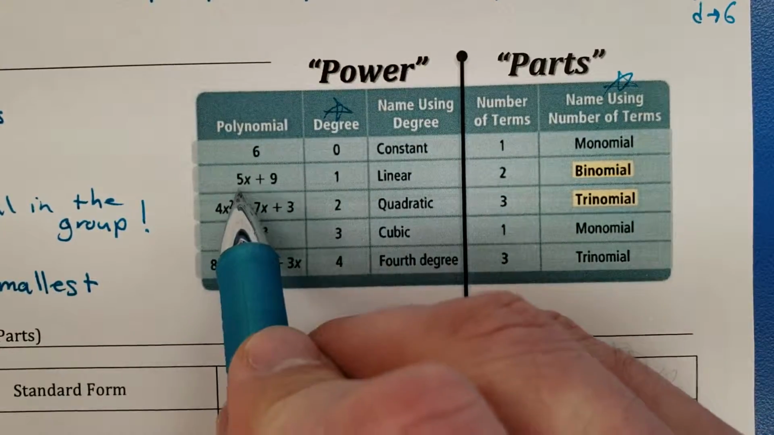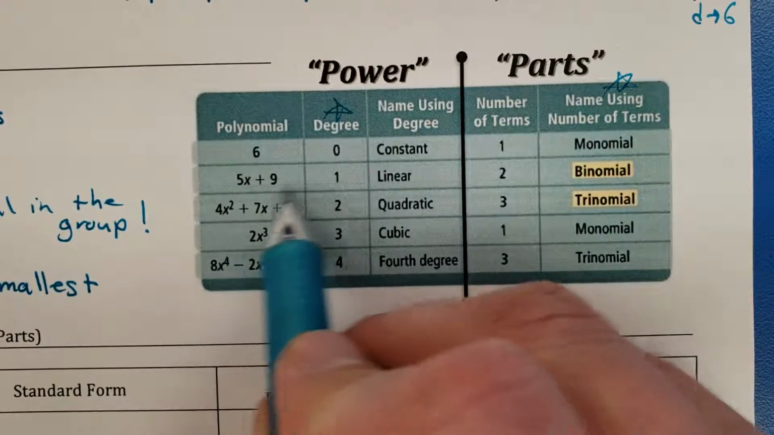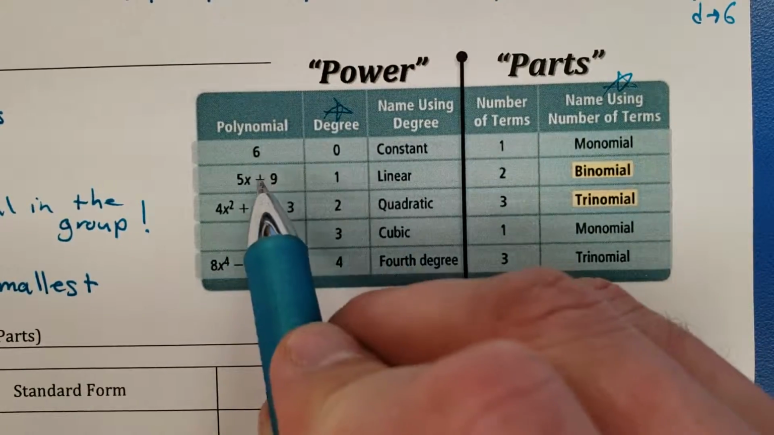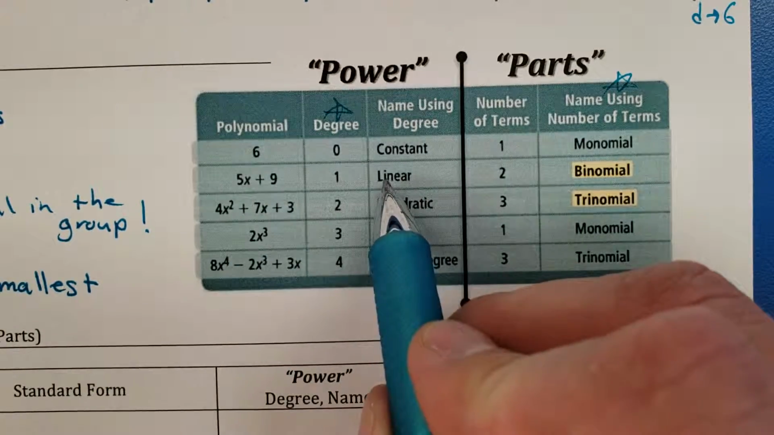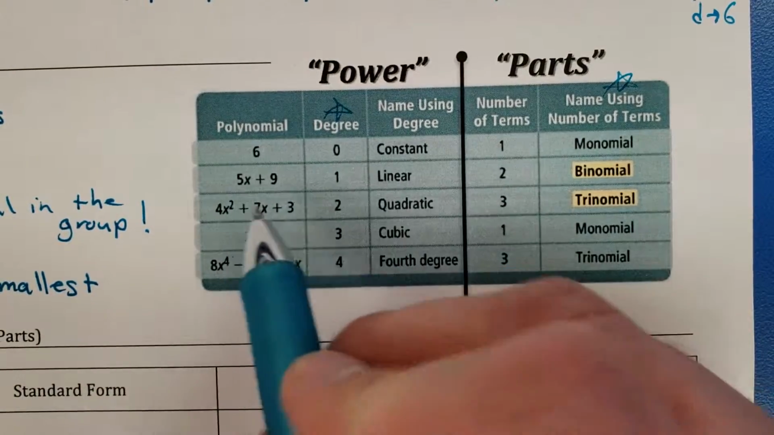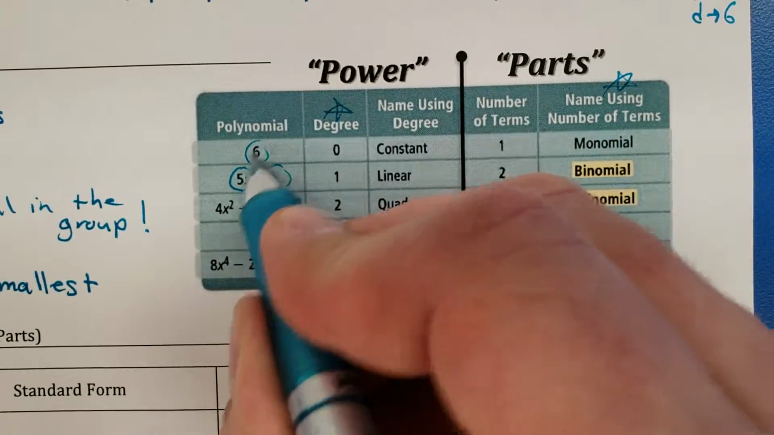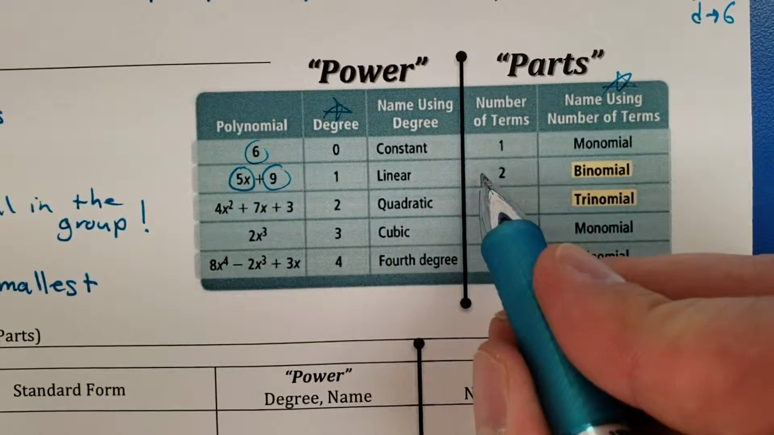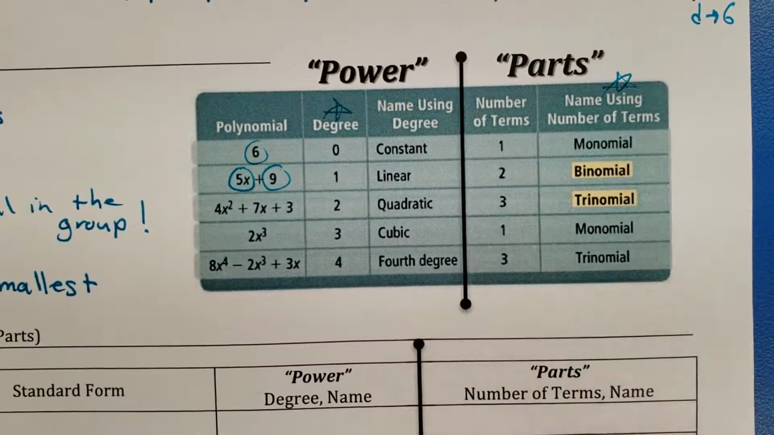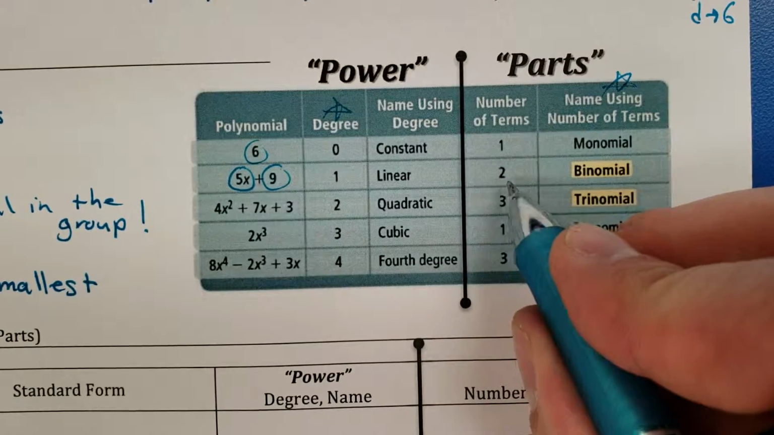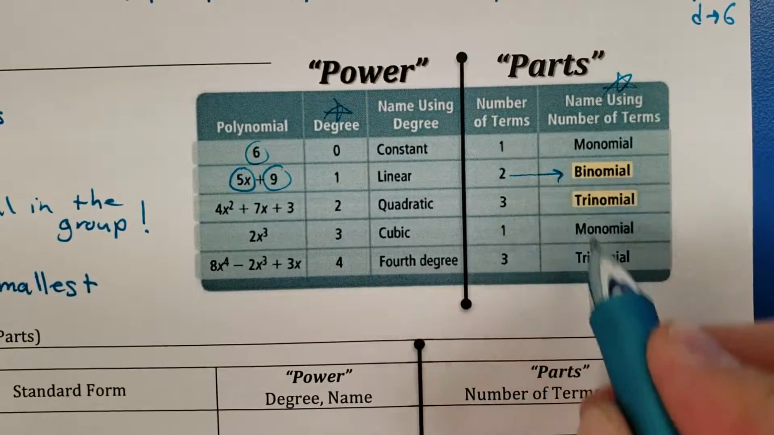Okay, 5x plus 9, that has a degree of 1 because there's a single x right here. That's called linear, because if you were to graph that, it would make a straight line. That's why it's called linear. It's got two parts. What do you mean two parts? It's got the 5x and it's got the 9. I'll start circling those things. So two parts. If you have two parts, you're a binomial, like a bicycle. So binomials when you have two parts. Anytime you have two parts, you automatically have a binomial.